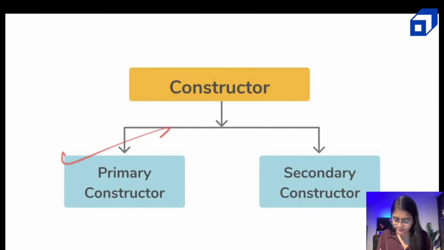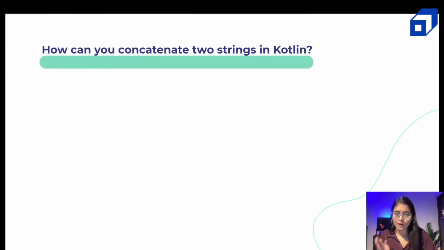And this is a summary that you already know. In Kotlin we have primary constructor and secondary constructor. I hope you will not forget this in future. Okay, all right, so this is the second question: how can you concatenate two strings in Kotlin?